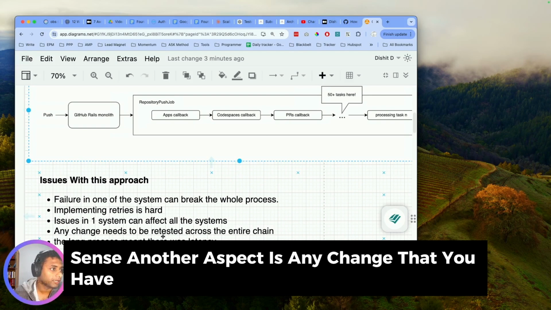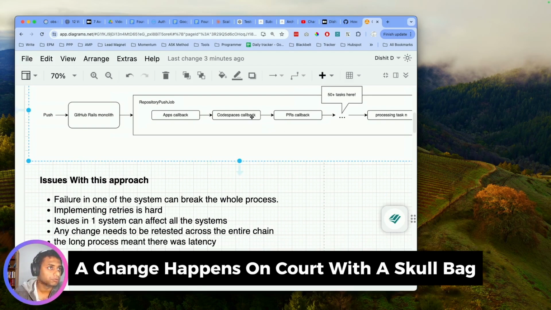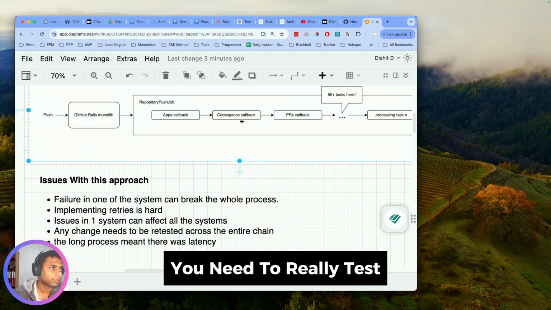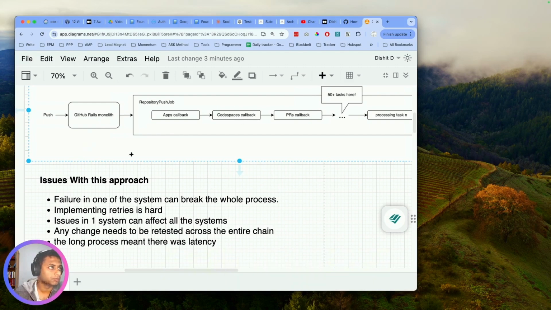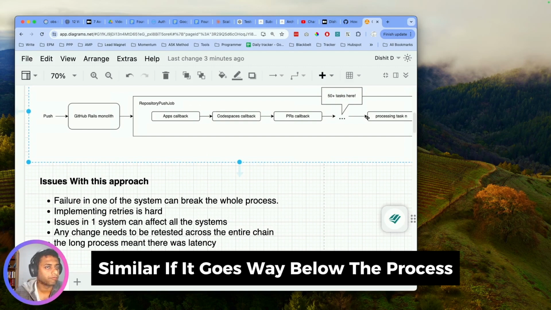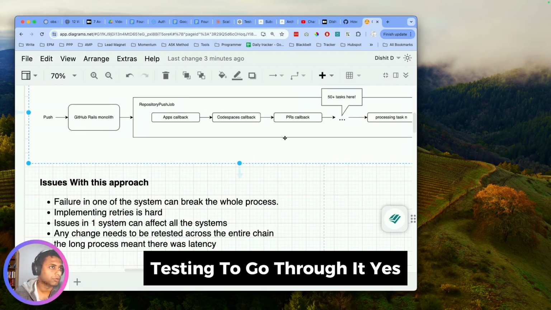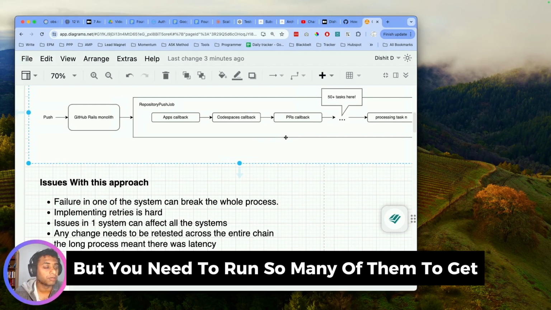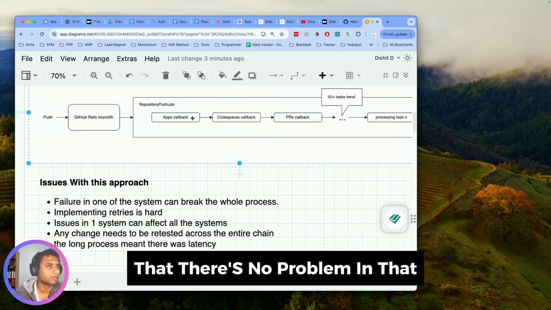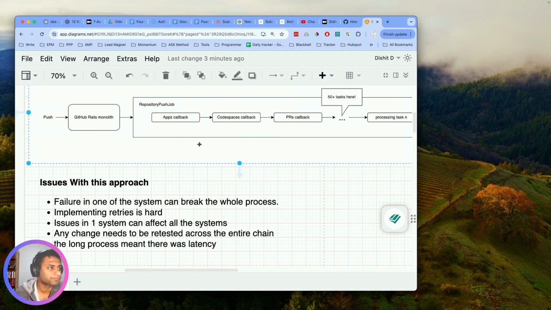The other aspect is any change that you have. Say, for example, a change happens on the code scan callback. You need to really test all of the different combinations that can go through it. Similarly, if it goes way below in the process, it becomes much longer for your testing to go through it. Yes, you have automated tests, but you need to run so many of them to ensure you have that confidence that there is no problem. So these are some of the problems that they had.